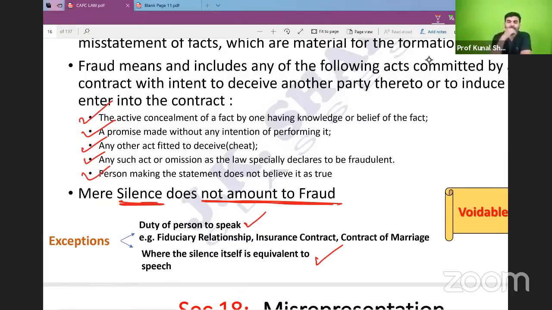In both of these exceptional cases, silence amounts to fraud. Generally, silence does not amount to fraud. But if it is your duty to speak and you are still keeping your mouth shut, then it means you are doing a fraudulent activity.